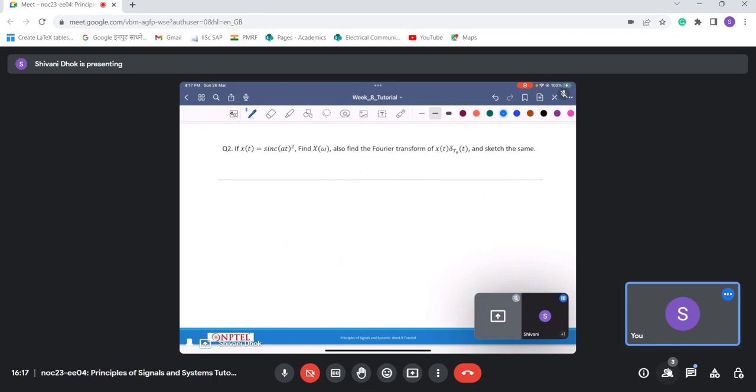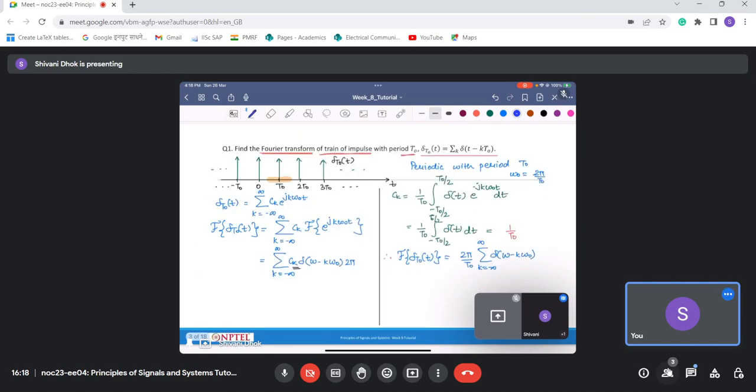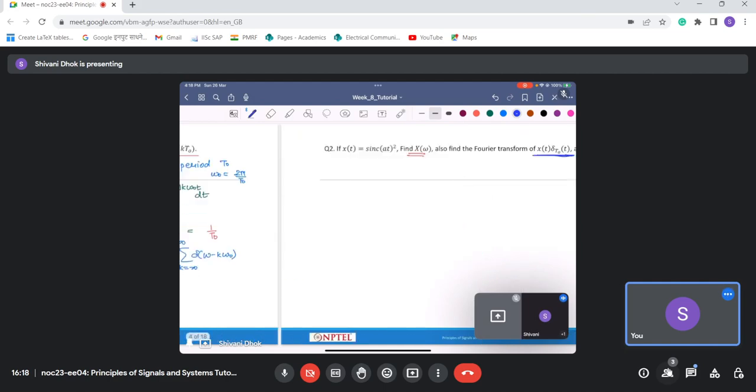So here we have this question: suppose x of t is sinc at square. So this is basically sinc of at, whole square, and first we need to find the Fourier transform of this x of t, that is X of omega. After that, we need to find the Fourier transform of this signal x of t, which is multiplied by this train of impulses, that is delta t naught of t.